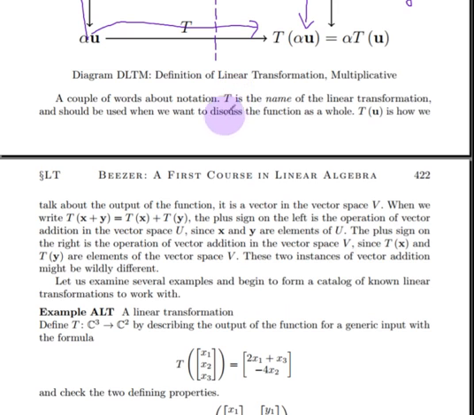All right, so here are some details. T is the name of the function. If we're applying the function to a particular vector, we call it T of u.